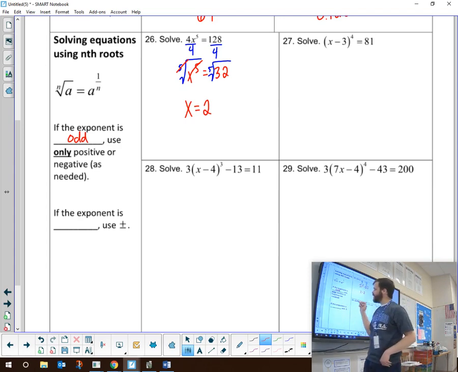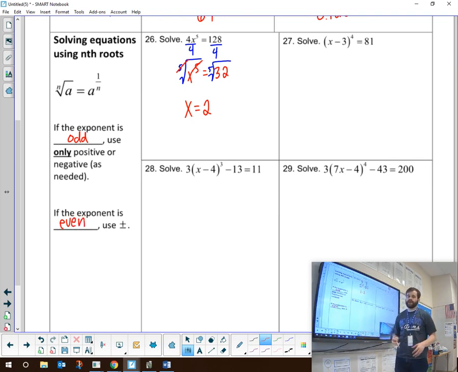However, if my exponent in my problem is even, that's when we use plus or minus. So like if it's squared or to the fourth power, we're going to have to use plus or minus and split it into two equations. For example, this one. This one has a 4 as my exponent. And so that 4 is going to mean that we're going to get two answers. If we have an even exponent, we're going to finish with two answers.